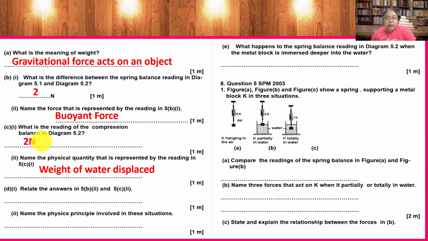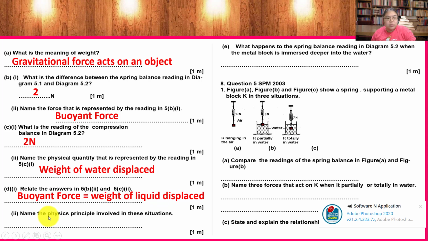Okay, so that means we ignore the beaker, because we just find the physical quantity represented by 2 Newton. So you can say buoyant force, you can say weight of water displaced. Okay, related, the answer B2 and C2. If the question asks related B2 and C2, you cannot write the same answer. If both are buoyant force, how to compare? So the B2 you write buoyant force, and the C2 you write weight of water displaced. Okay, now we relate. The relation must be equal. So from here I can say buoyant force equals the weight of liquid displaced.